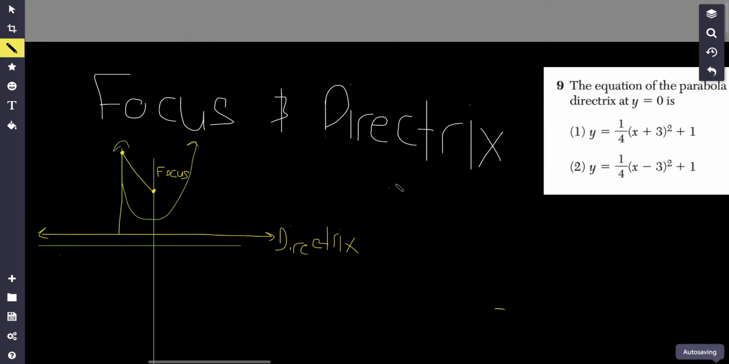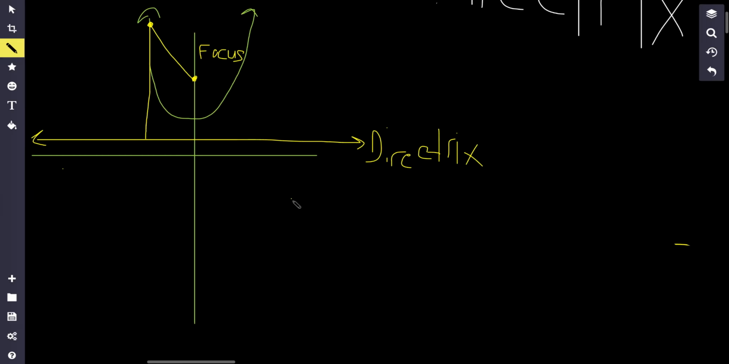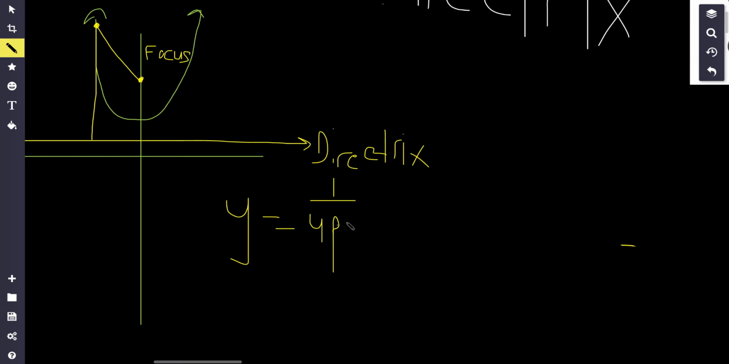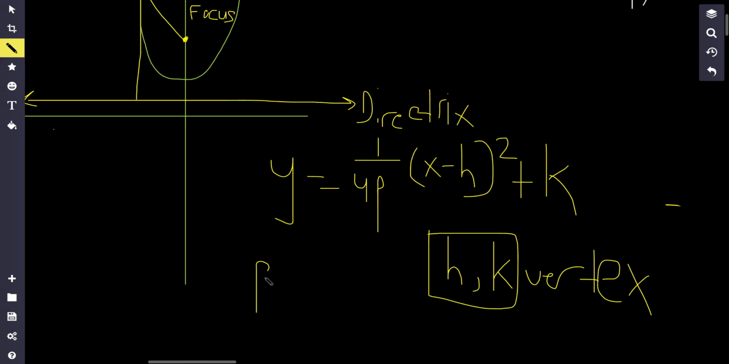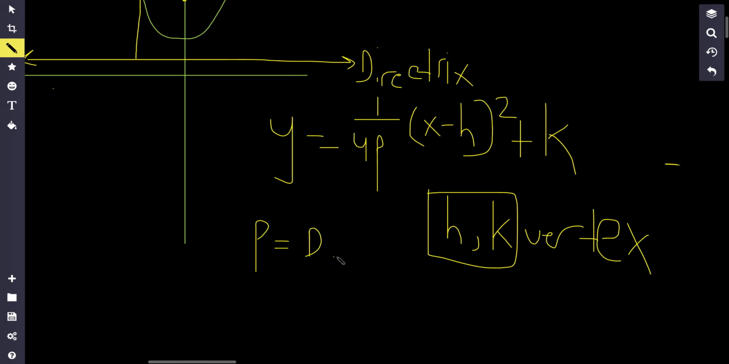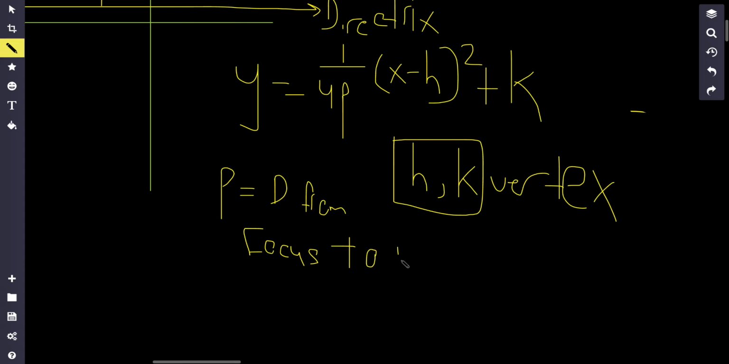All right. Now, what you have to know is the formula for a parabola. It's y is equal to 1 over 4p times x minus h to the second power plus k, where h comma k is the vertex of your parabola, and p represents the distance from your focus to the vertex. Sorry.